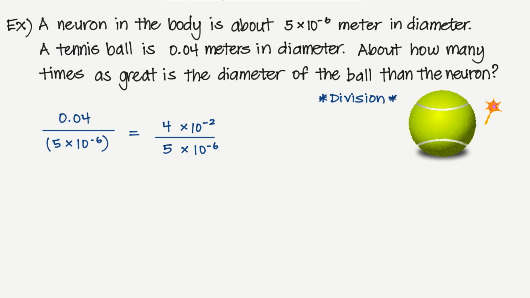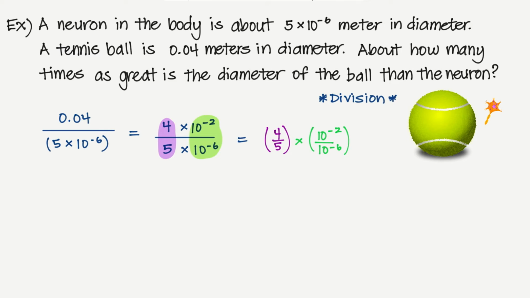And now I can separate these into two parts. I have 4 divided by 5, so I can really just write that as 4/5. And then I have 10 to the negative 2 divided by 10 to the negative 6th. So I can multiply that by this new fraction.